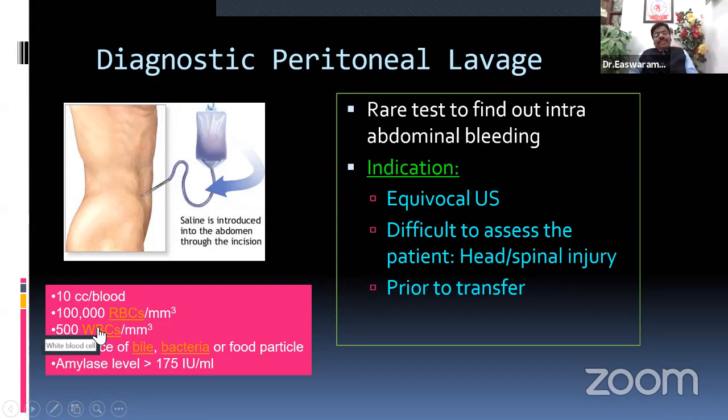But if you're a prize candidate, yes: more than 1 lakh red cells, 500 white cells, or presence of bile, bacteria, especially the enterobacteria, or food particles, or amylase level more than 175 is indicative of injury to either the bowel or solid viscera. So you have to do a laparotomy or laparoscopy. So this used to be a very, very important thing. But as I said before, DPL is seldom done.